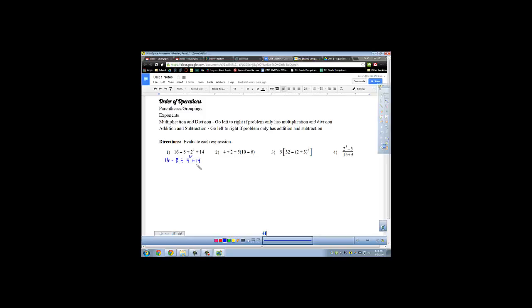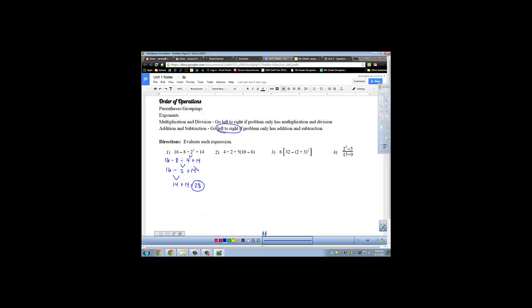Next, I'm looking for multiplication or division, which I have right here. So I'm going to rewrite my 16, my minus, and then 8 divided by 4 is 2, plus 14. Now when I look, I have all addition and subtraction in the problem, which means I'm going left to right. Don't just do addition and then subtraction because it can mess up the problem. So 16 minus 2 is 14, and 14 plus 14 is 28. So that is our final answer.